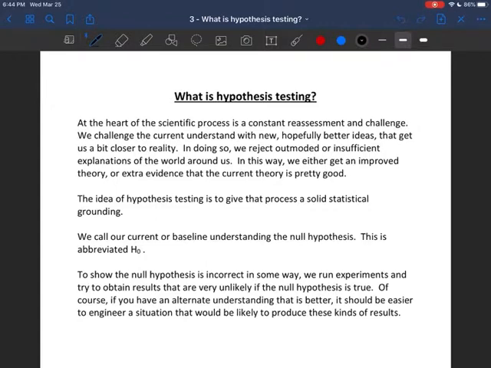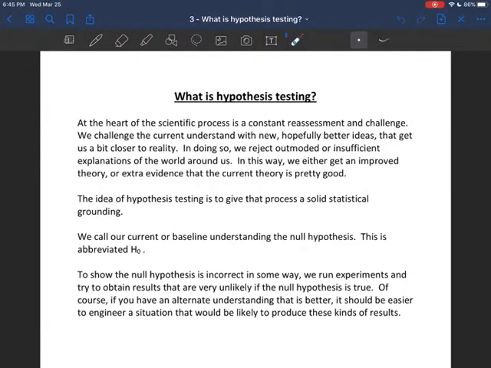We're going to be talking today about hypothesis testing, or null hypothesis significance testing, as it's also called in our reading. So what is this thing? What is hypothesis testing? Well, at the heart of the scientific process, there's this constant reassessment, constant challenge, where the idea of science is to constantly experiment and re-experiment and examine our assumptions, examine our understanding of the world around us, and when we find that understanding insufficient, to try to find better explanations that do a better job of explaining the world that we observe.